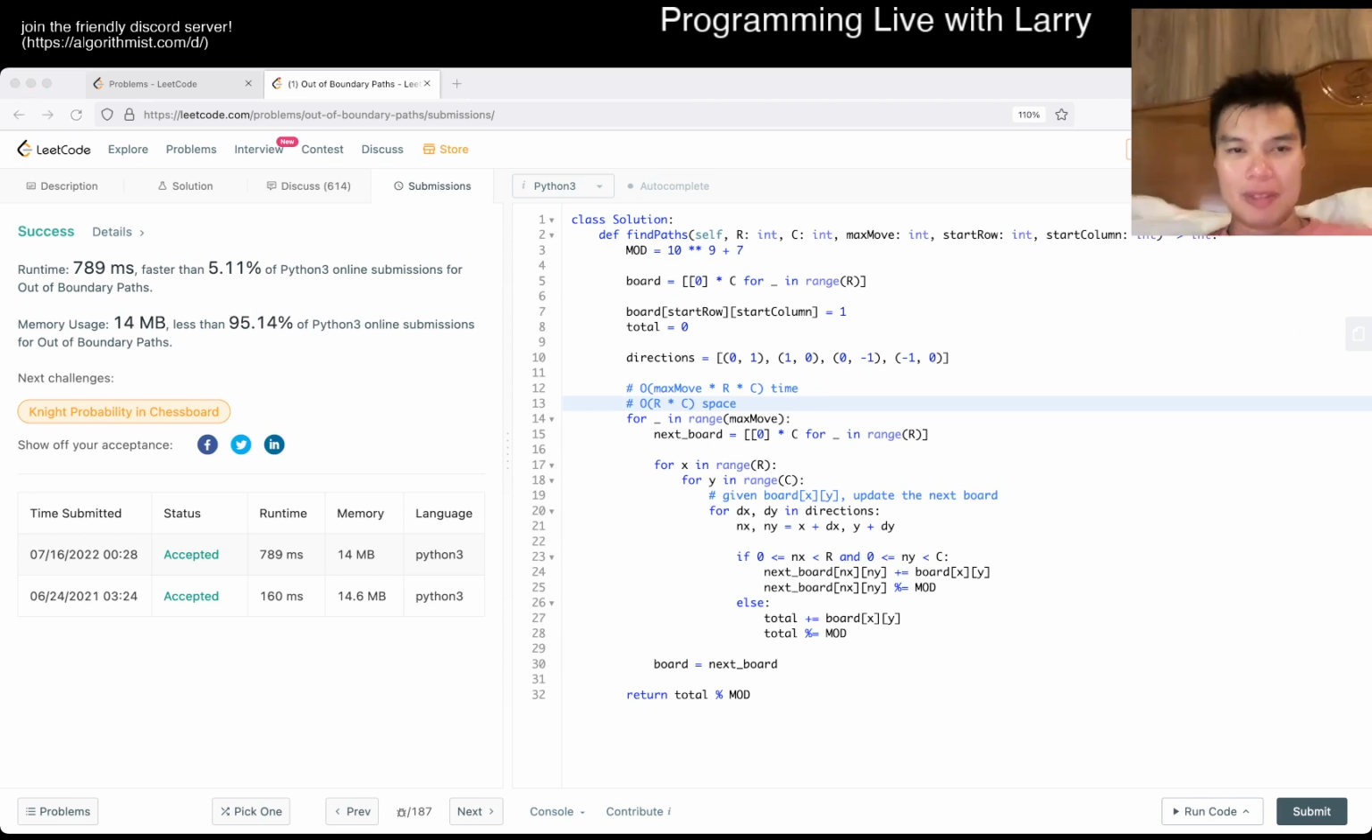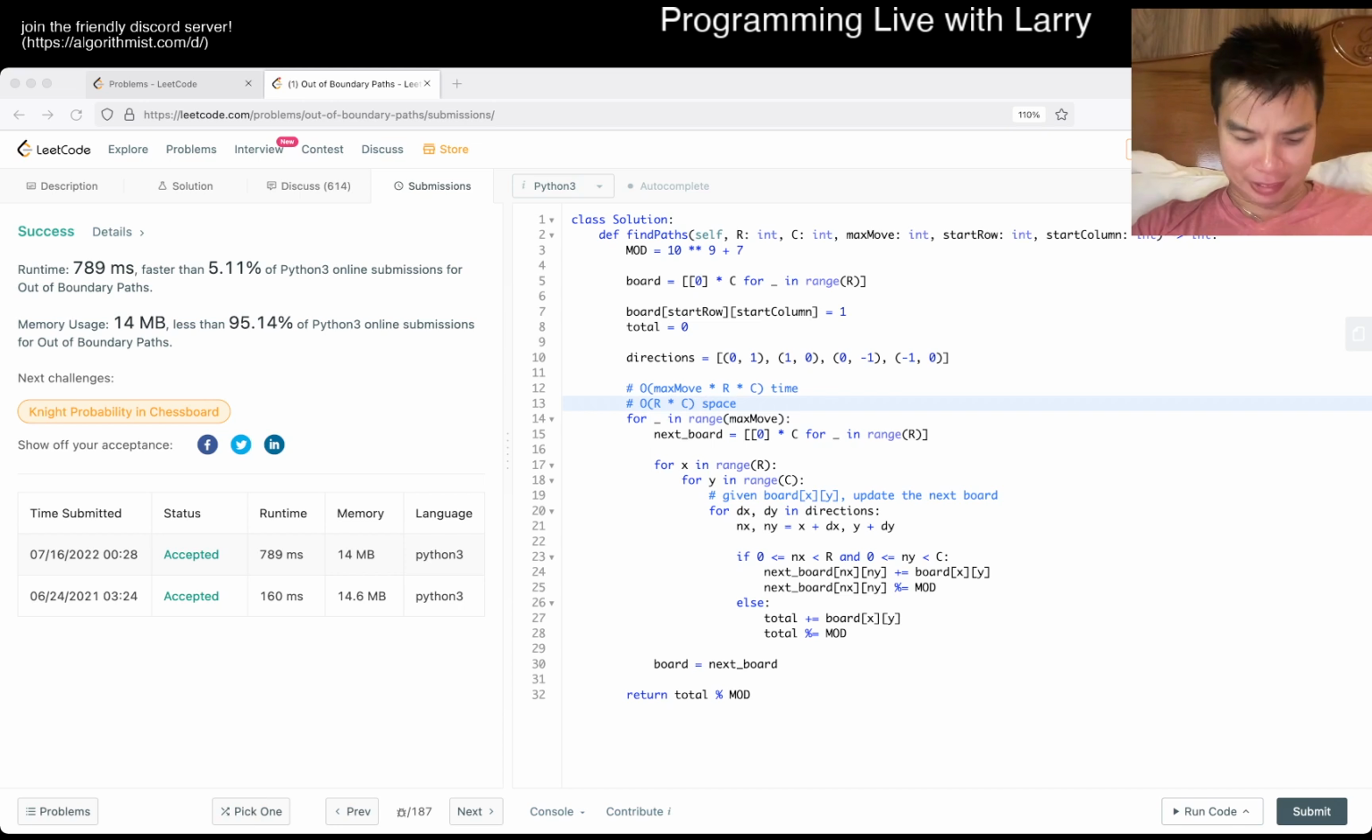Cool. Also, I'm wearing a pink shirt. I'm not actually half naked. Or at least not the top half.